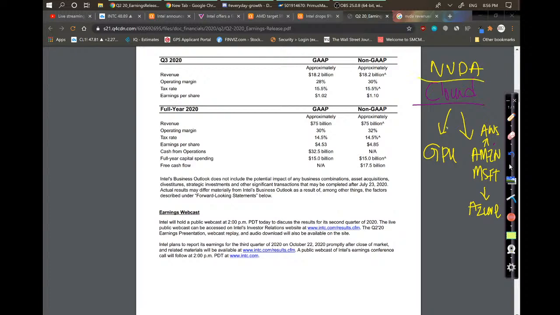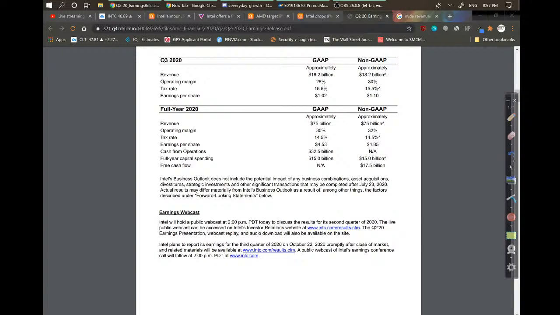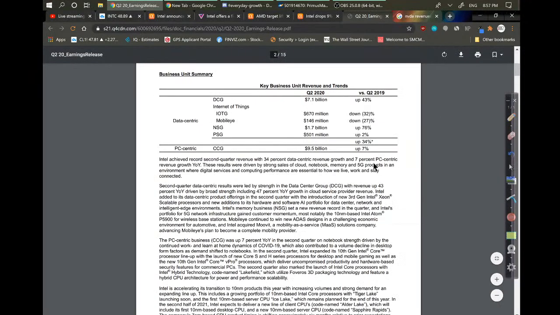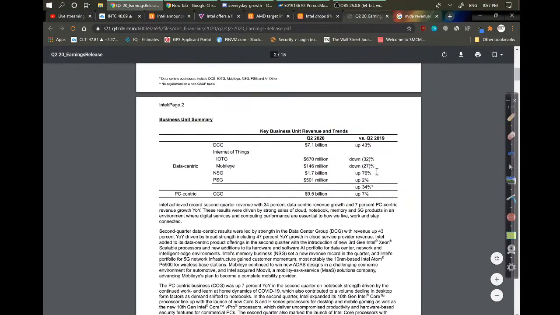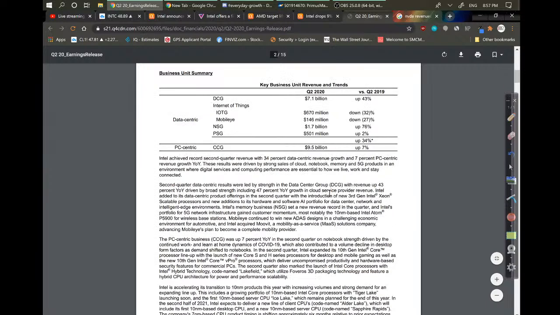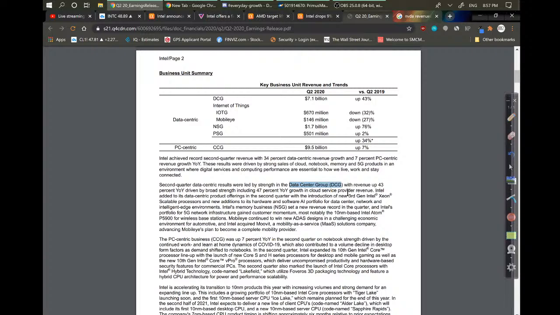But Intel has a bigger market of other things. And what is that market? The biggest part of its revenue stream is PC, and then there's the data center group, DCG, which is once again competing in the space of NVIDIA, but they sell different kinds of chips.